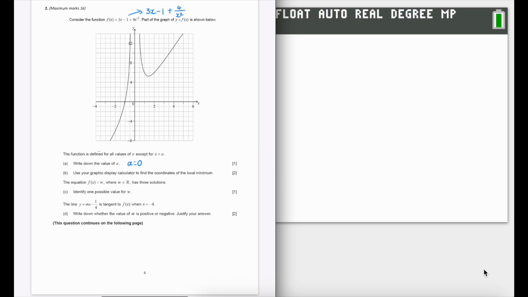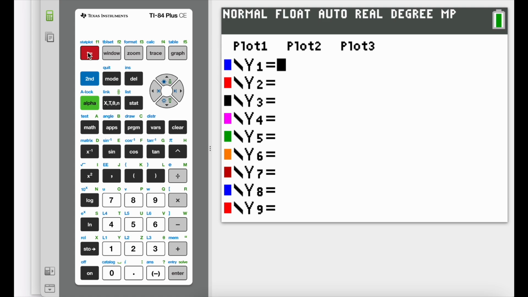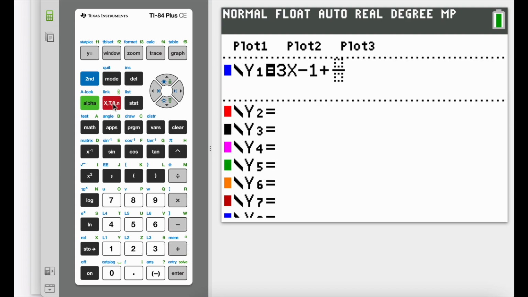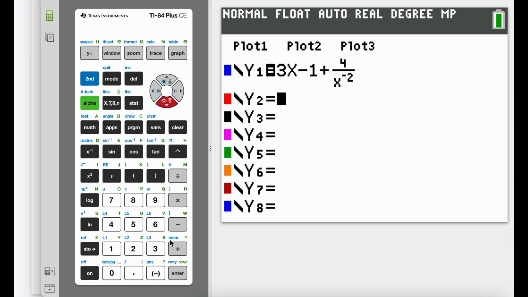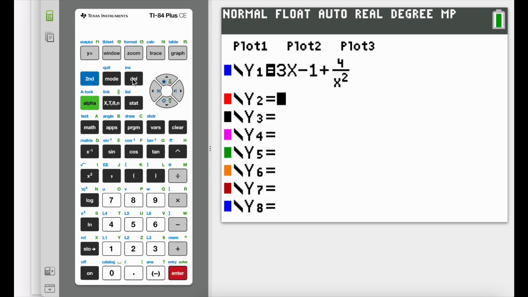And then for part B, we need to use the calculator to find the coordinates of the local minimum. So nice and easy here, these are 3 marks. It's just to graph this in the calculator. So 3x minus 1 plus, and then it's a fraction, 4 over x squared, x to the power of negative 2. And if you wanted to, you could just write this as 4x to the minus 2, the same as it gave you in the exam question. Either would be totally fine.